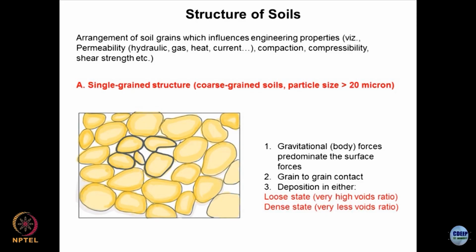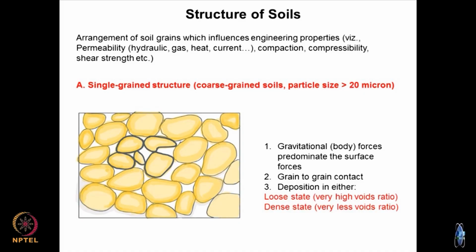So, when the settlement process takes place, the settlement of the particles to form a deposit is because of the gravity. There are no other body forces acting, and surface forces are not going to act on this. So, the body forces predominate over the surface forces. Grain to grain contact is very important.